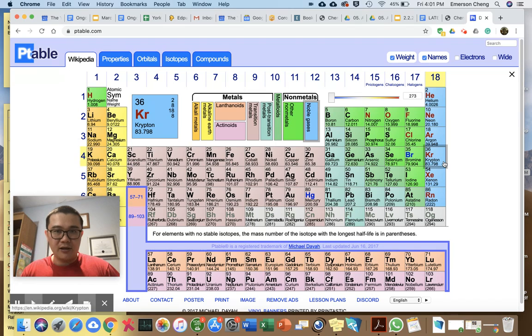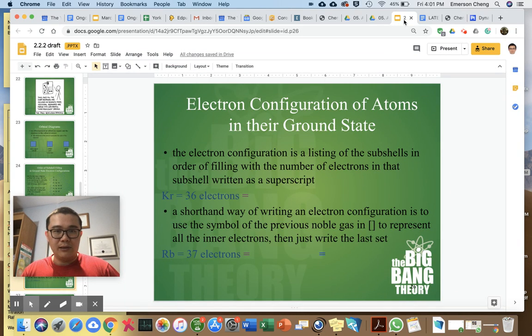So this is the part where I would like you to work on the next one, which is rubidium, 37 electrons. Try to draw the electron configuration of that. By the way, there's a shorthand way, where you just use a previous noble gas. But let's see if you can do the whole thing first. Pause the video right here.